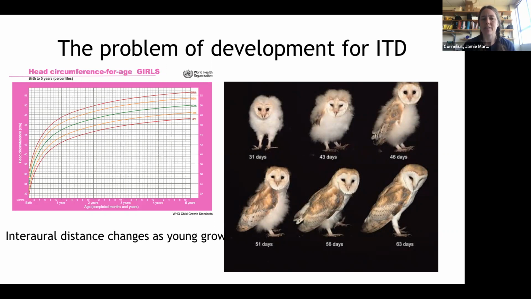And so if the distance between the two ears changes, then the interaural timing difference is going to change as it relates to acoustic space. And the same is true in young developing owls. The space between the two ears changes as the owl grows.